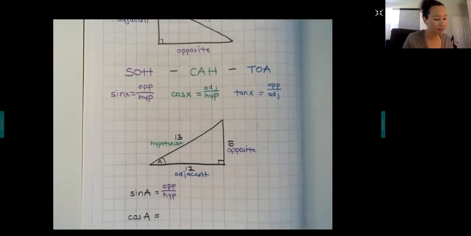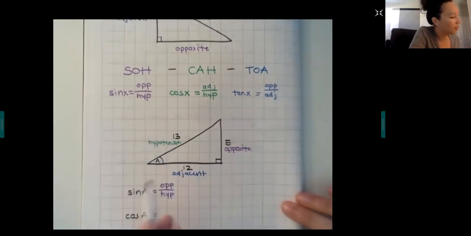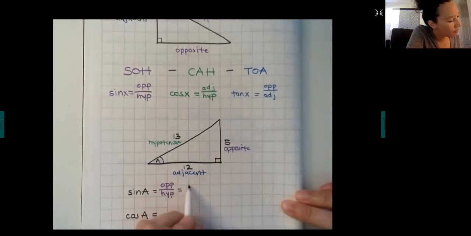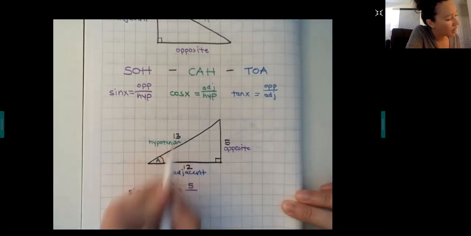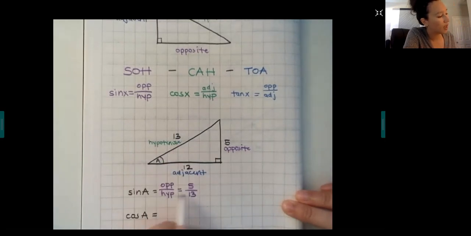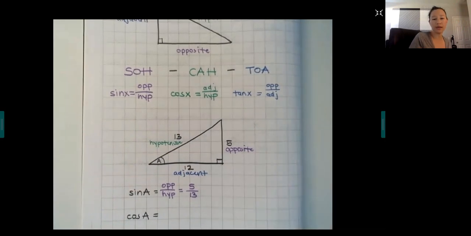Once we do that, if we label the sides, it's really easy to find the sine of A because the opposite side is 5 and the hypotenuse side is 13. So sine of A is just 5 over 13.